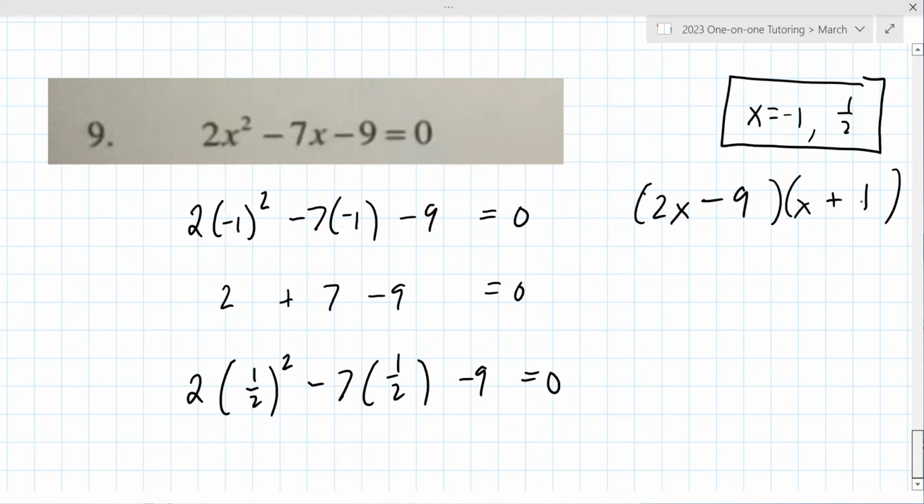So that becomes 9 over 2? Yes. Okay. And that's even more difficult to work out here, but yeah.